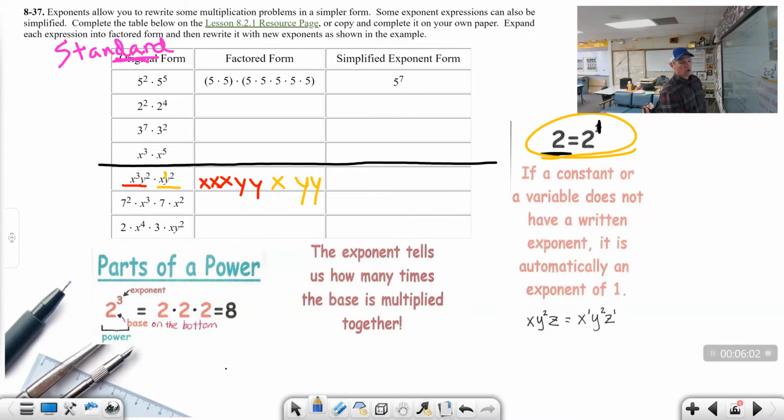Now, when I record my final answer, remember, exponents tell us how many times the base is there. 1, 2, 3, 4. X to the 4th power. 1, 2, 3, 4. Y to the 4th power. Now, when I go through these, I am simply counting how many of the base there are. Go ahead and finish this table. Pause the video now.